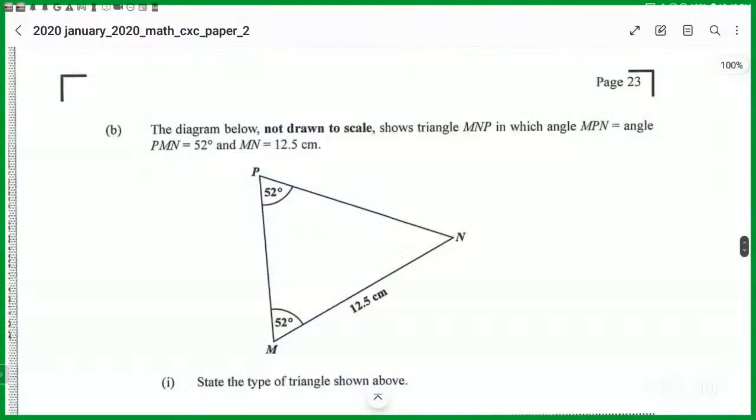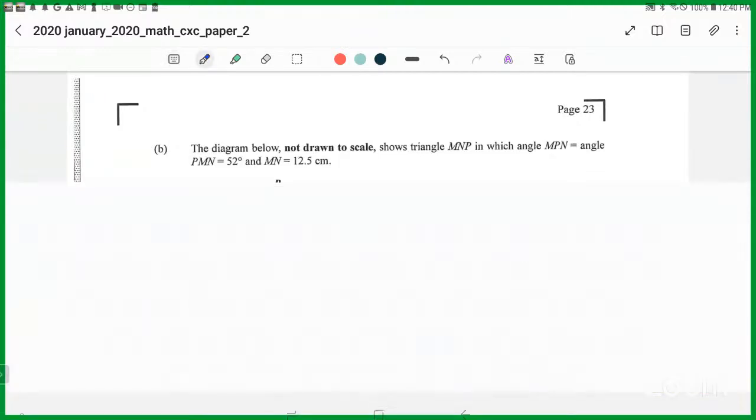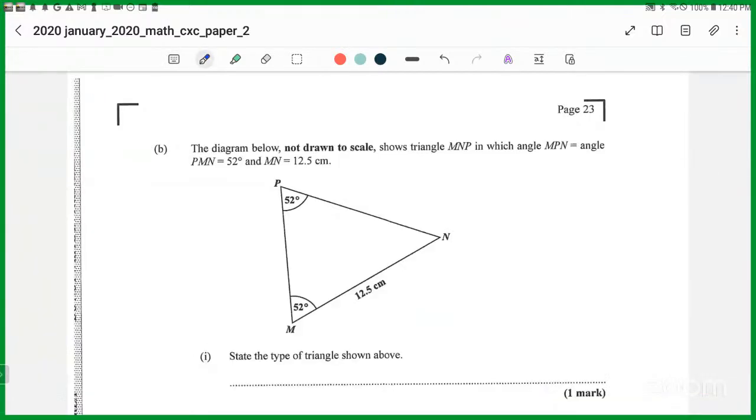All right. Look, the right angle triangle, but I think I gave it still. Yep. So the diagram below, not drawn to scale, shows triangle MNP. Okay, these two angles are equal, so it means that it's an isosceles triangle. So the sides opposite those two equal angles are also equal. So this length is the same over here. So this over here is also 12.5.